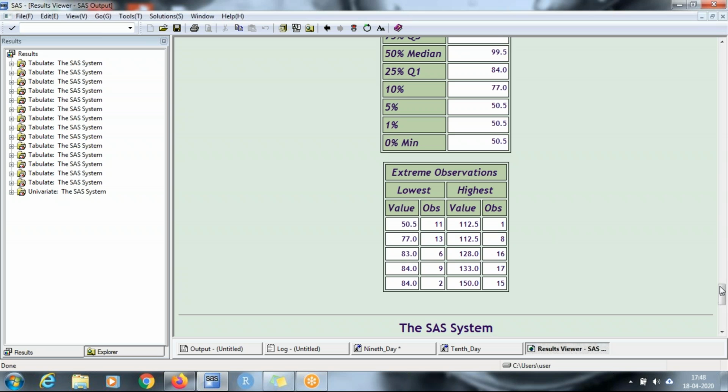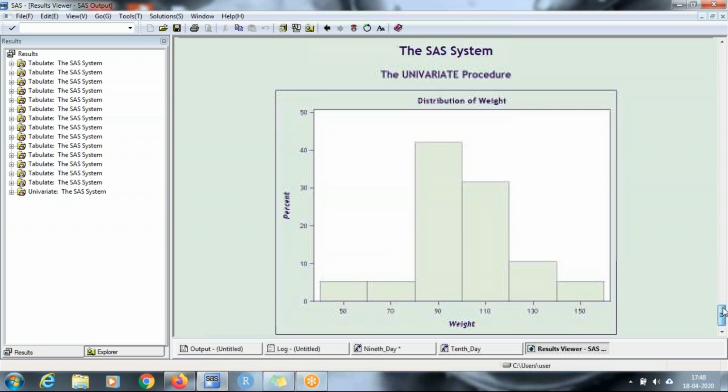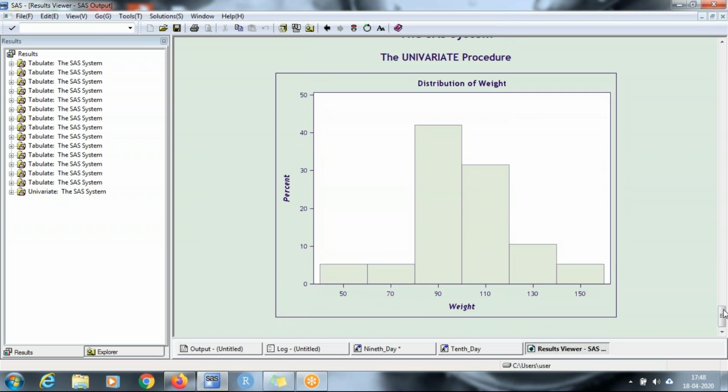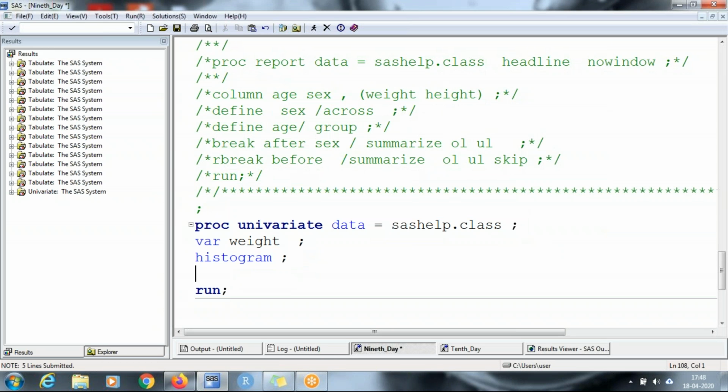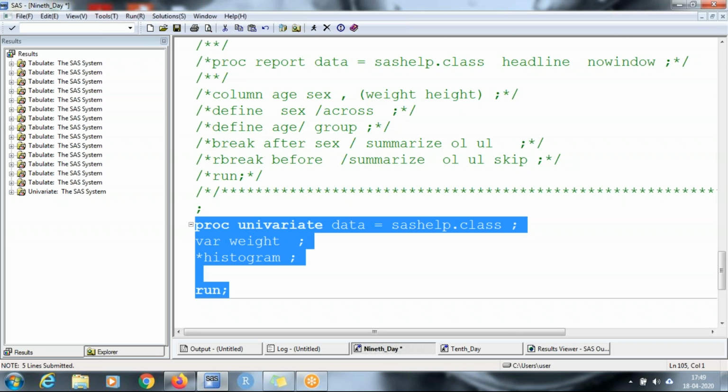So the lowest and highest observations and their values, and finally the histogram of the univariate analysis of your variable. All right, a wonderful procedure. Let me show another output of this particular procedure.